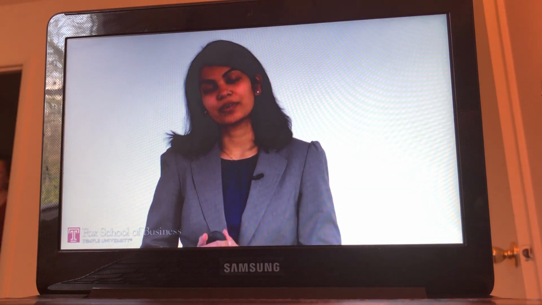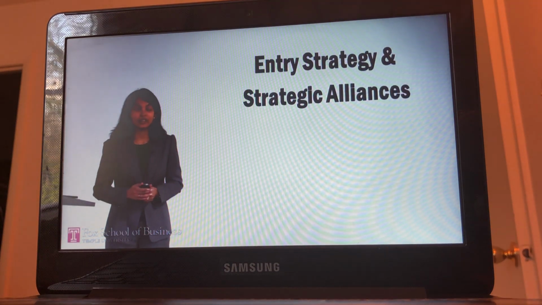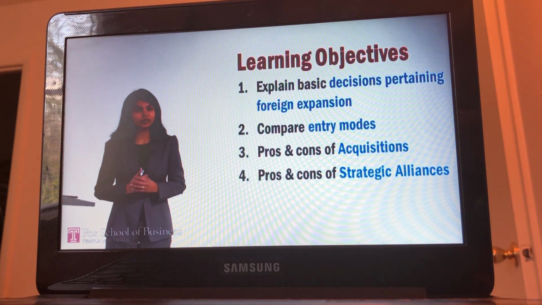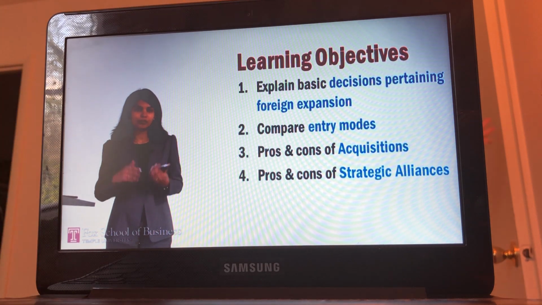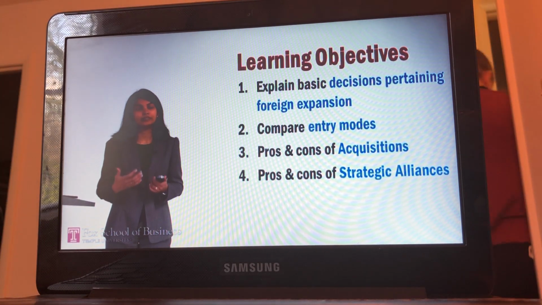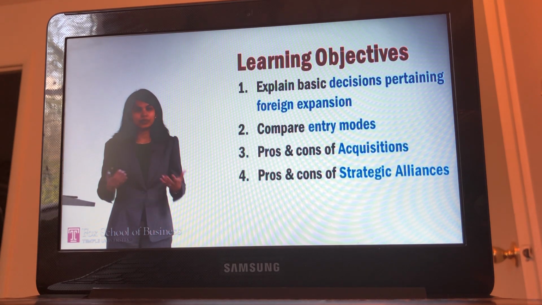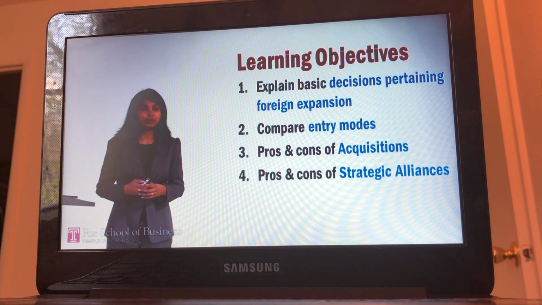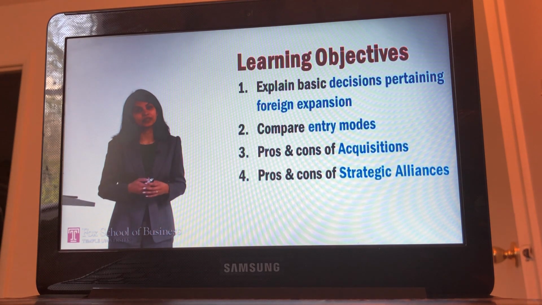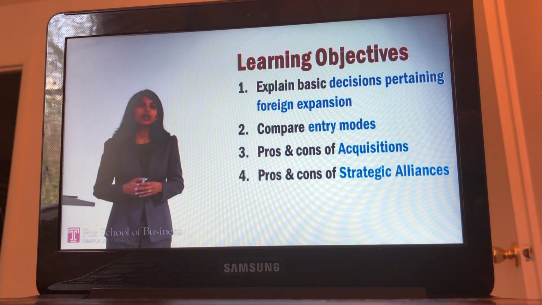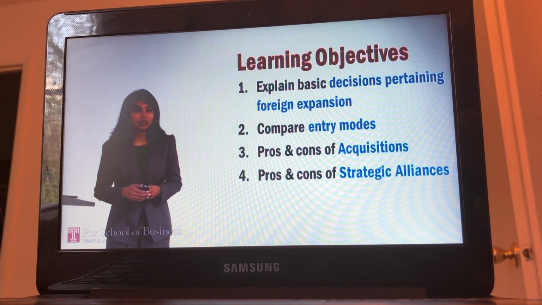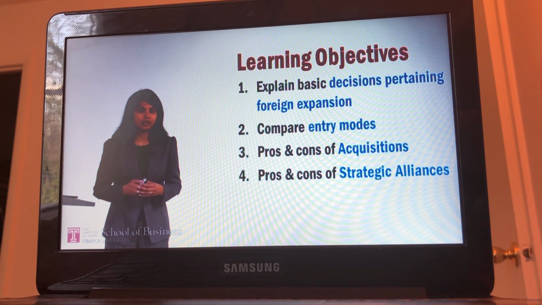Everyone. So today's topic of discussion is entry strategy and strategic alliances. And what are we going to learn today? We are going to learn what the basic decisions are that a firm faces when it decides to enter a new foreign market. There are different types of entry modes that a firm can use. So we are also going to discuss and compare these different entry modes, their pros and cons. And more specifically, we are going to touch a little bit on acquisitions and what strategic alliances are, and what their respective pros and cons are, so that we are aware of these issues.